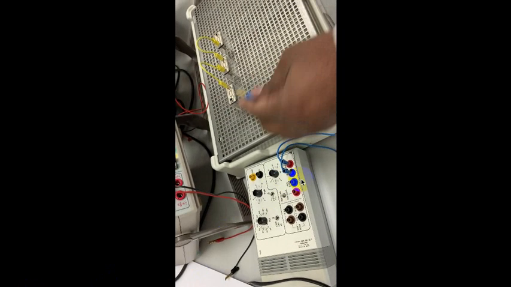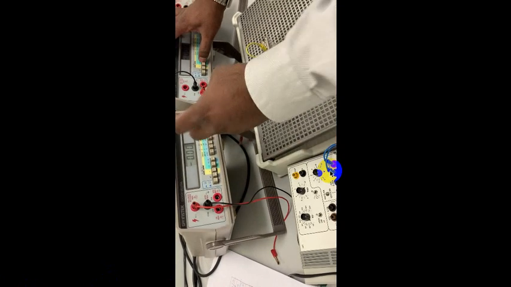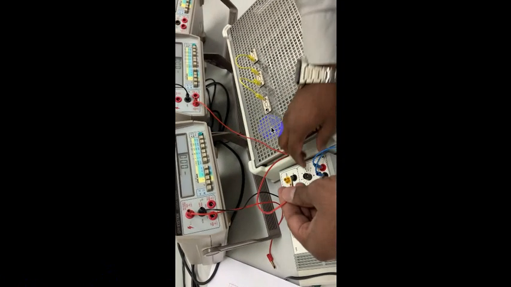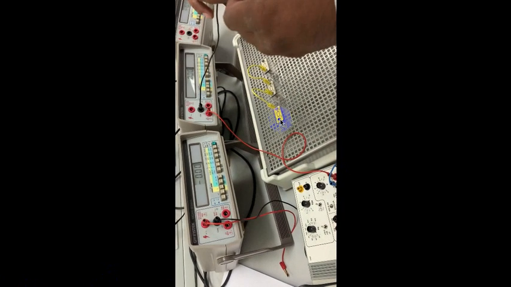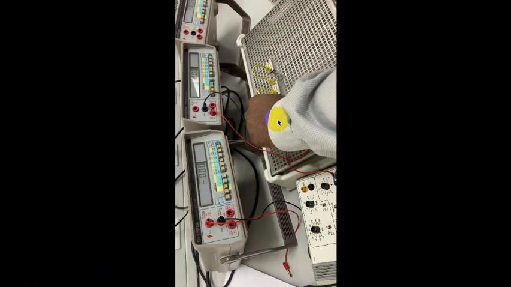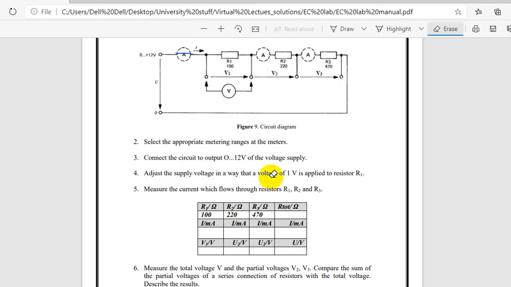So from here, from the 12 volt variable I am connecting to the ammeter. From the ammeter I will connect to the 100 ohm resistance. Okay, from 100 ohm they are connected in series like this. R1, there is no ammeter here. So there is no ammeter here, it is short, and this is also short.